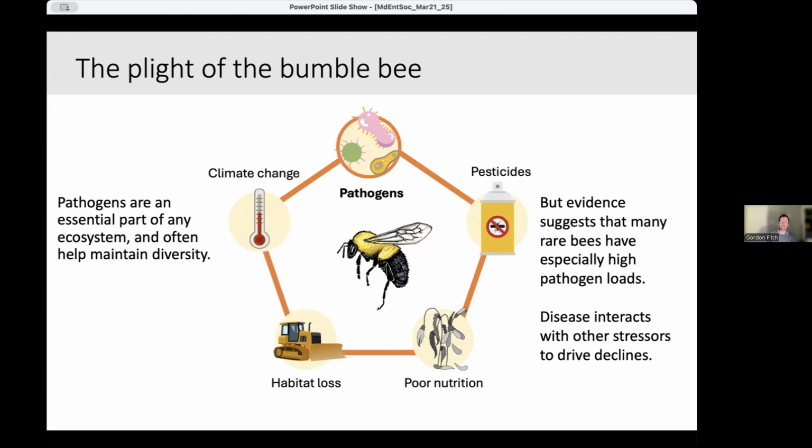But what we've seen is that many of our rarest bee species are actually at the same time the ones that are most afflicted by pathogen loads and pathogen exposure, which suggests that in this case, these pathogens are not helping to maintain diversity, they're actually driving it down. And that's probably not due to the effect of the diseases on their own, but more their interaction with some of these other things, like pesticides or lack of nutrition.